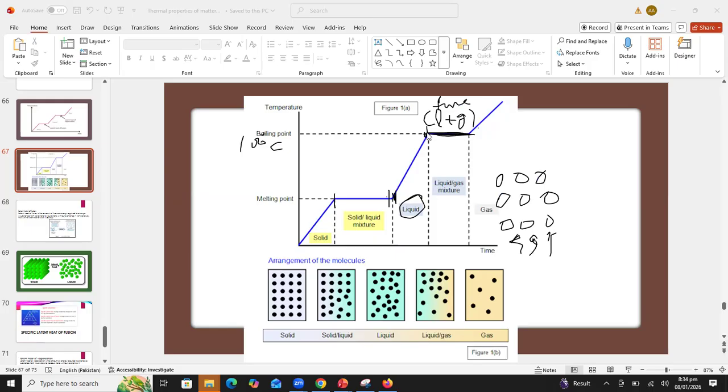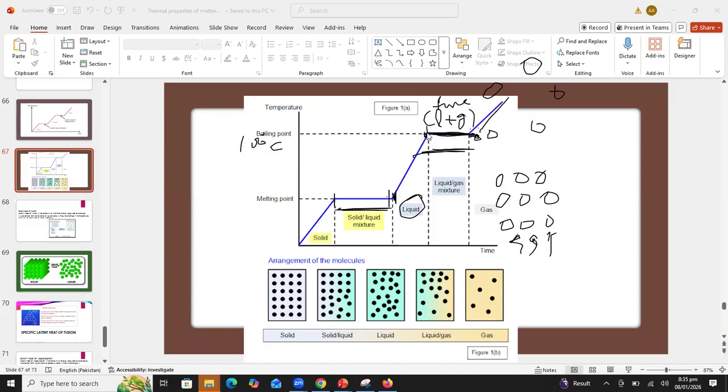What is the reason? Again, the liquid molecules use this energy to break the bonds between them. Once the force of attraction becomes weaker and the bonds keep breaking, the liquid molecules move away from each other like this, and the liquid is completely converted into the gas state. At this state the water is converted into gas, which is steam, and then its temperature will increase.